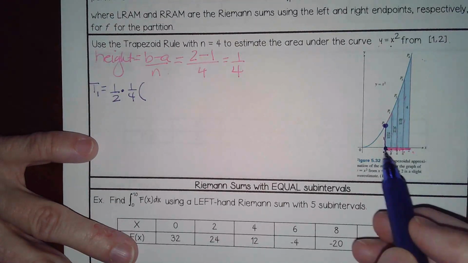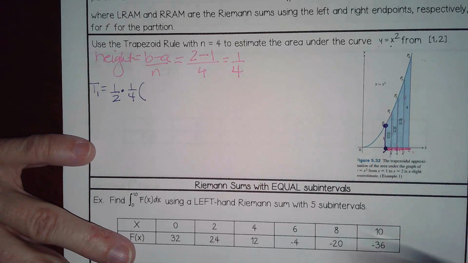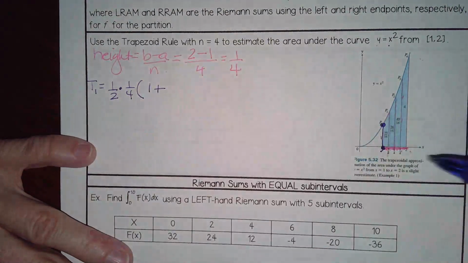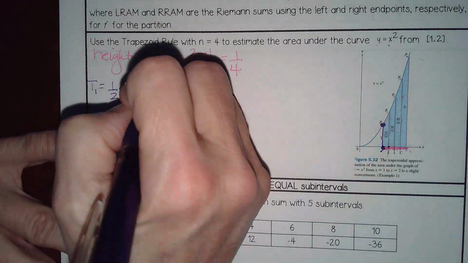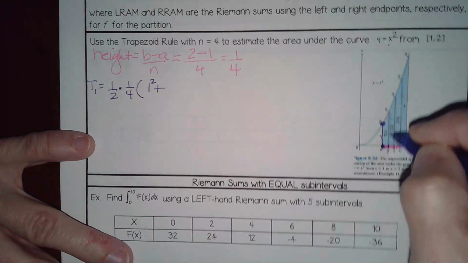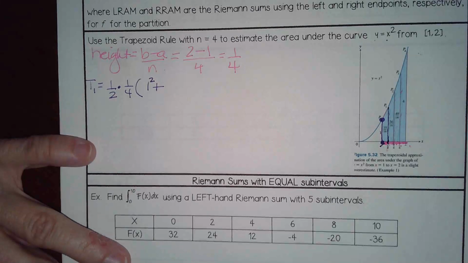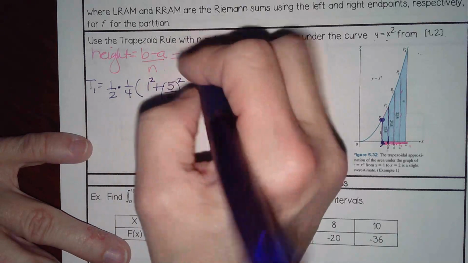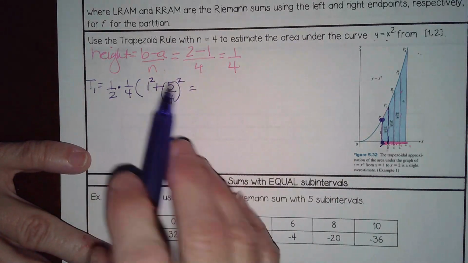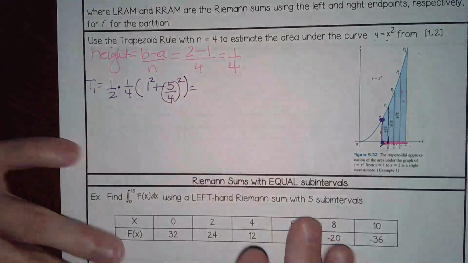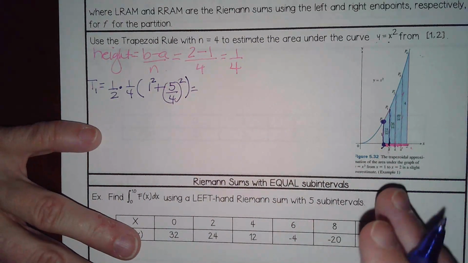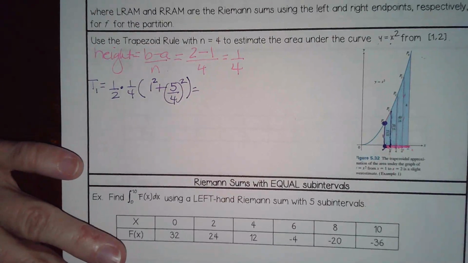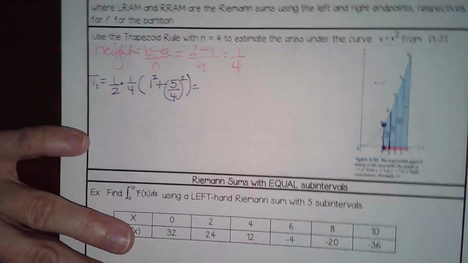So this is at 1, and so this would be 1 plus, now I need to figure out, actually it's 1 squared, plus that next endpoint would be 5/4. So that would be 1 squared plus 5/4 squared. And that would give us the area of the first trapezoid. All right, so here's what I also need to point out though.